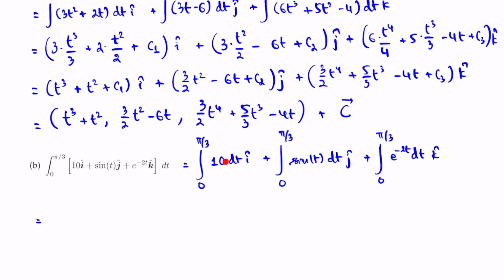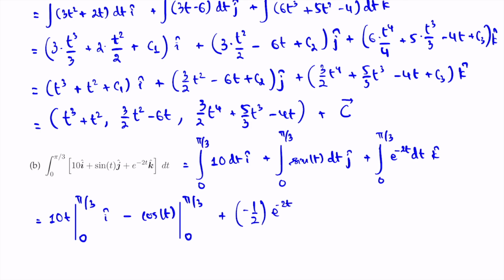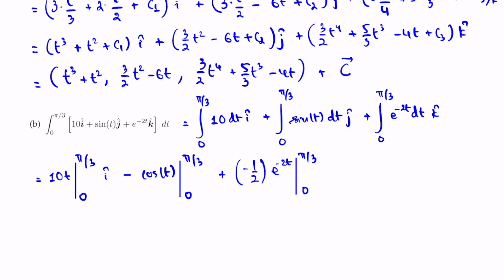The antiderivative of 10 dt is just 10t, evaluated at 0 and pi over 3, i. The antiderivative of sine of t is negative cosine of t, so I'm going to do minus cosine of t, evaluated at 0 and pi over 3, plus, for e to the negative 2t, there's a formula that you can directly apply, or you can use u substitution by letting u equal negative 2t and evaluate the integral that way. But there is a more direct formula that you can apply. This is going to give you negative 1/2 of e to the negative 2t, evaluated at 0 and pi over 3. Because this is a definite integral, you don't need plus c anymore.